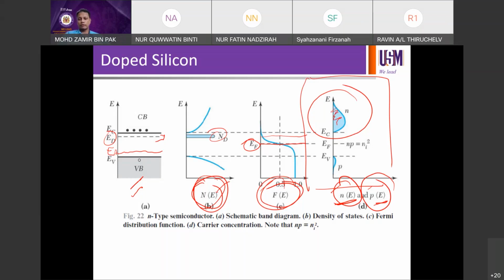Okay, so what if you are asked to sketch or to draw this very same diagram, but for p-type? How would you draw that? You are asked to draw the very same diagram here, but for p-type. How does it look then? If you're going for p-type, this one is for n-type. What difference does it make? Or how does it look? Anyone?